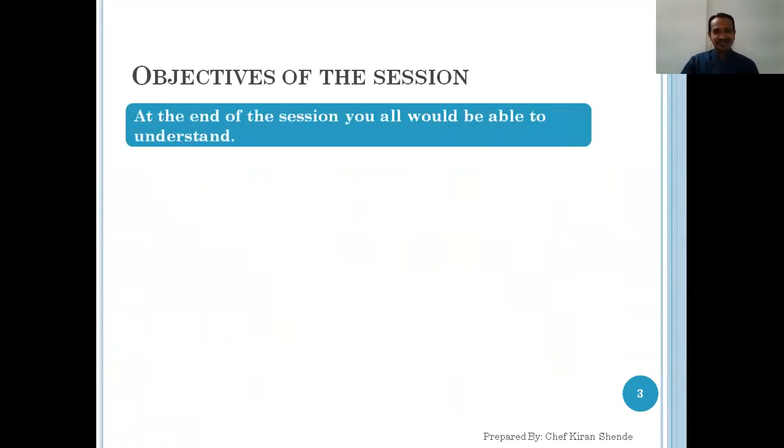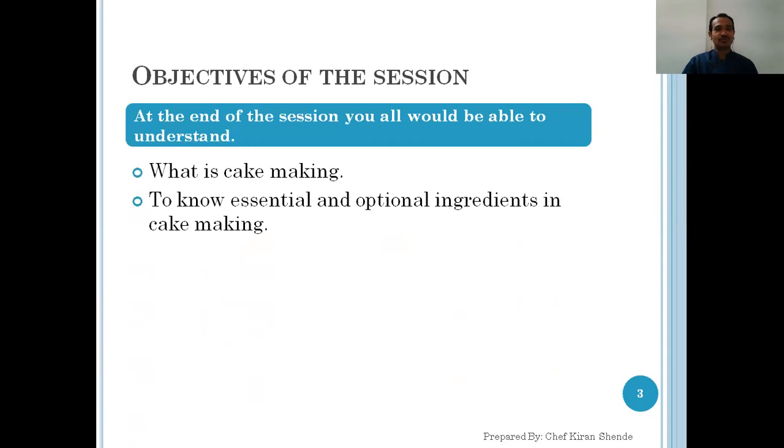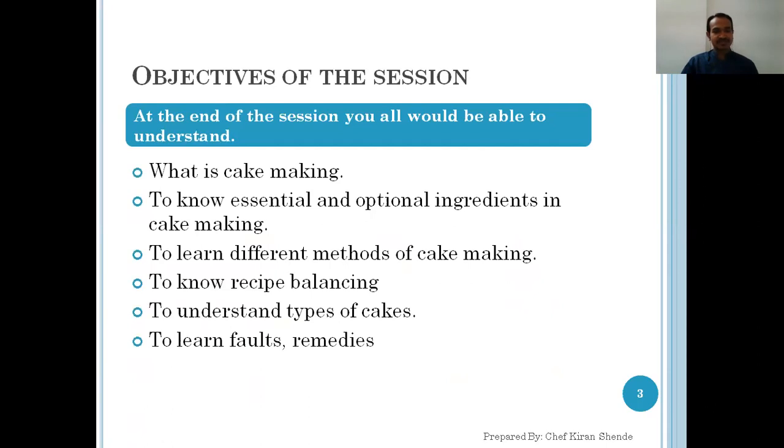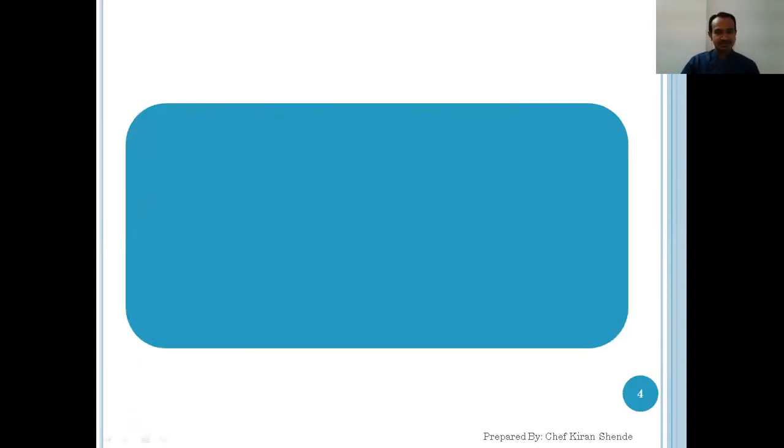At the end of the session, you will be able to understand, number one, what cake making is. Number two, to know the essential and optional ingredients of cake making. To learn different methods of cake making. To know how to balance a recipe. To understand different types of cakes, followed by faults, remedies, and causes.